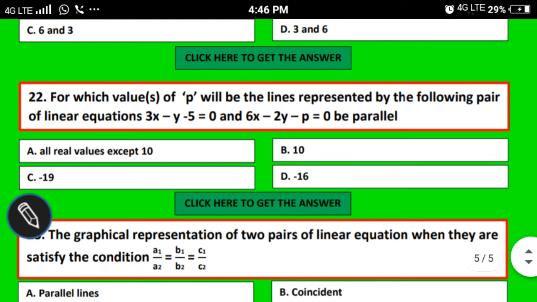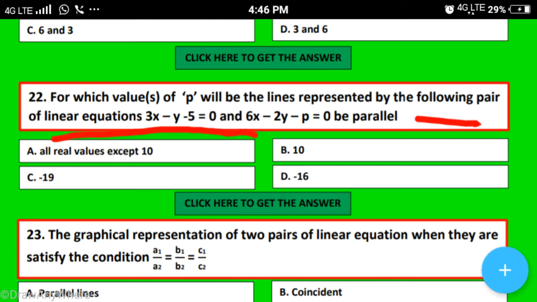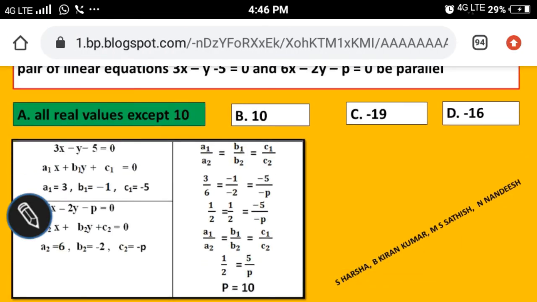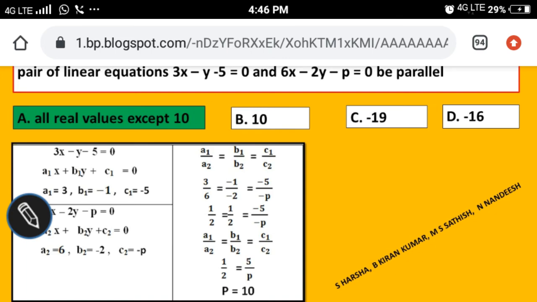Then 22nd question: for which value of p will the lines representing the following pair of linear equations, 2x minus y minus 5 equals 0 and 6x minus 2y minus p equals 0, be parallel? Again here we have to use the condition. When the lines are parallel, the condition is a1 by a2 equals b1 by b2, not equal to c1 by c2, so therefore we will get the answer as all real values except 10.